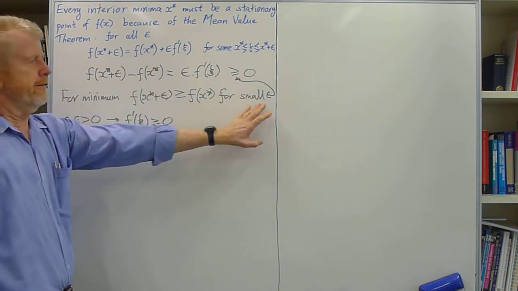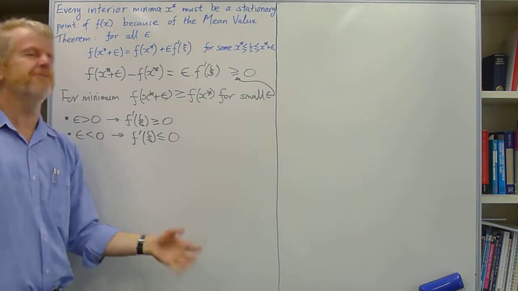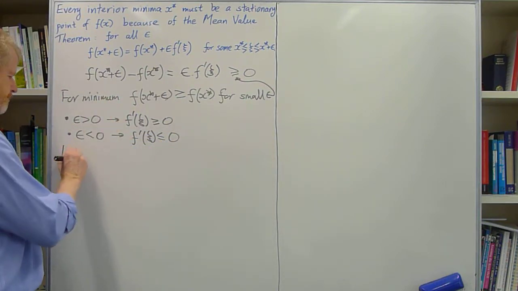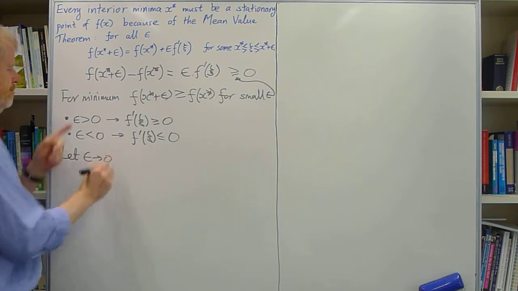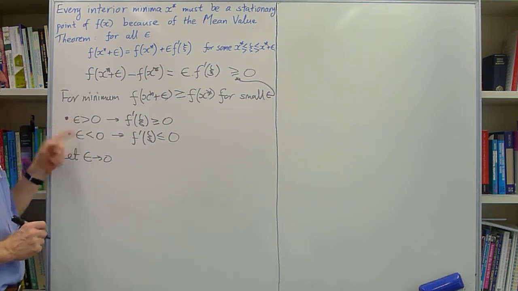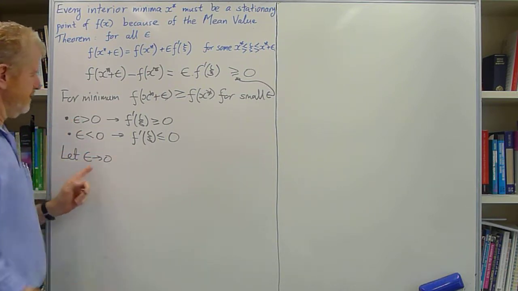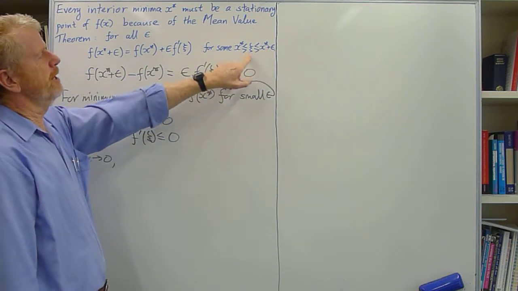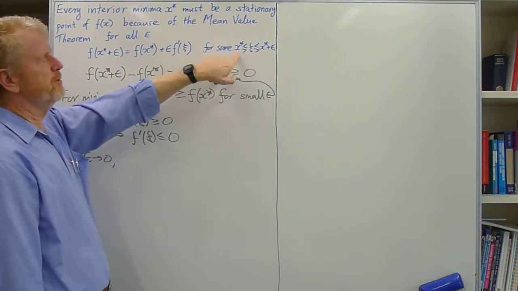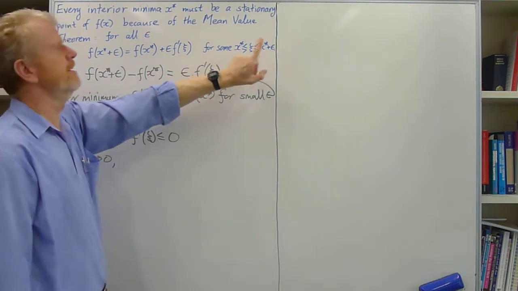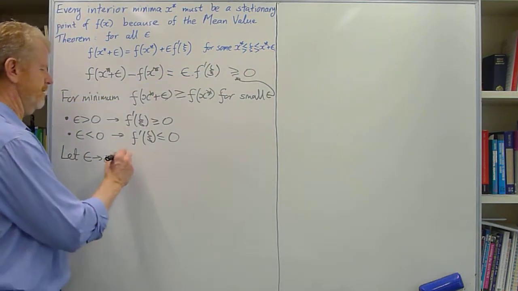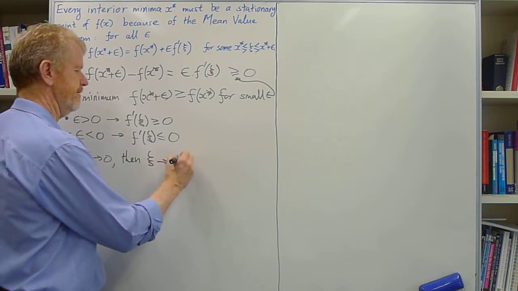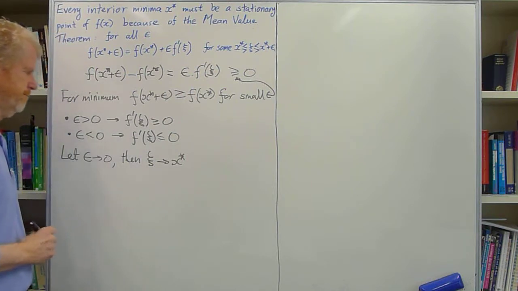Now, let epsilon go to 0. Going to 0 is small enough so that all this holds. And we'll go to 0 from positive and negative epsilon. One of the first things that we can comment about epsilon going to 0 is what happens to xi. Xi is squeezed between x star and x star plus epsilon. So as epsilon goes to 0, whatever xi is, it tends to x star in that limit.